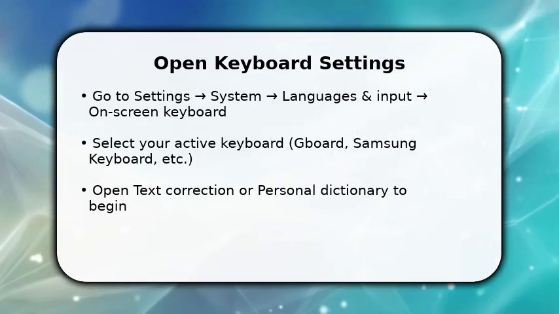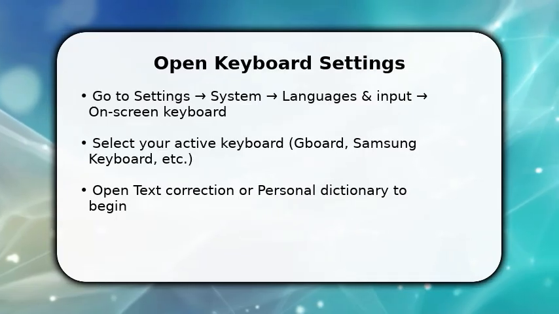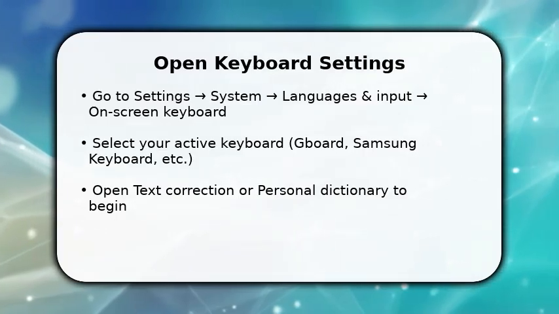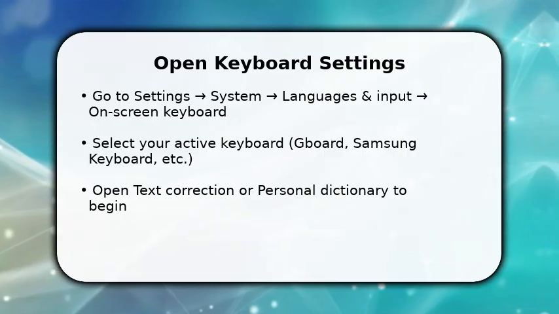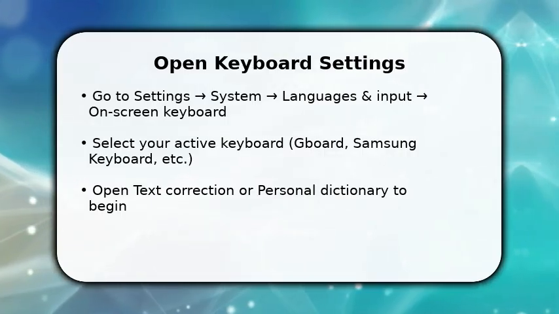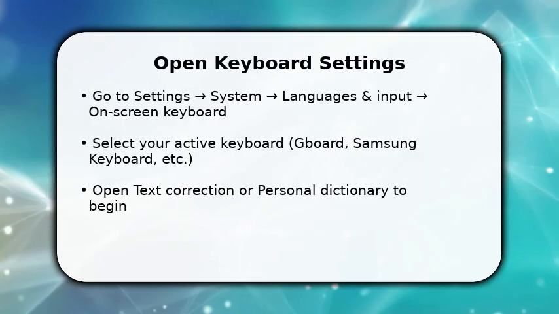You start by opening your phone settings and navigating directly to languages and input. Once there, tap on-screen keyboard and pick the keyboard you use. You do this because Autocorrect lives inside your keyboard app.